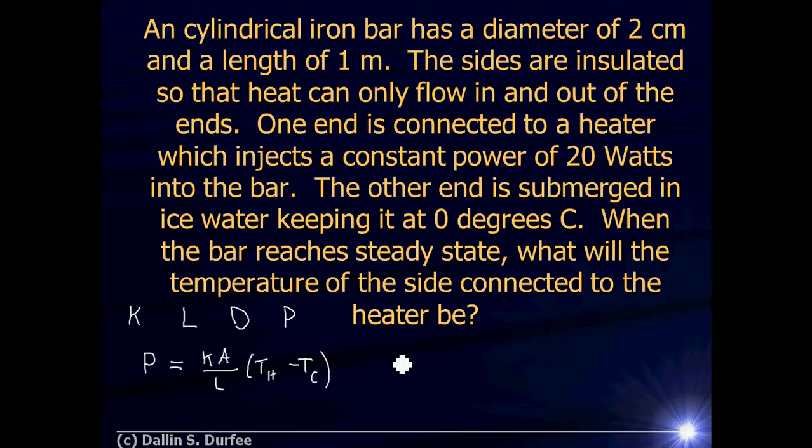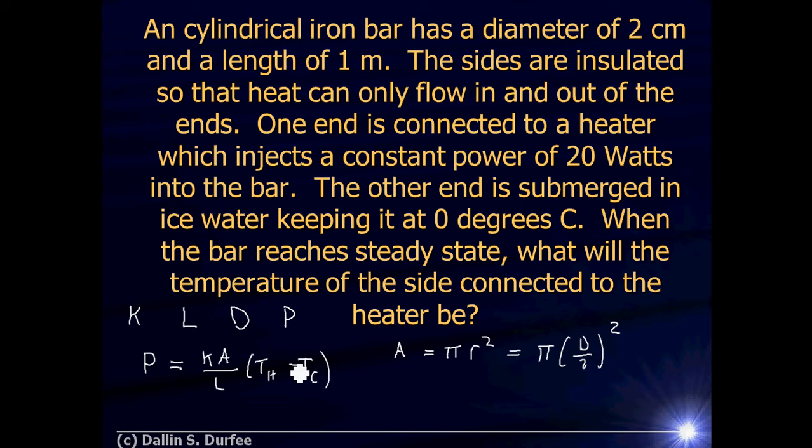The area, what's the area that we plug into there? The area is just pi r squared, which is pi times the diameter over 2, squared. So if we plug that in for area, we know temperature cold, right, at 0 degrees C. Now we just have to solve this equation for T hot, right?